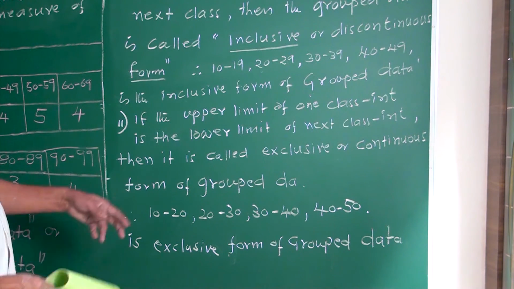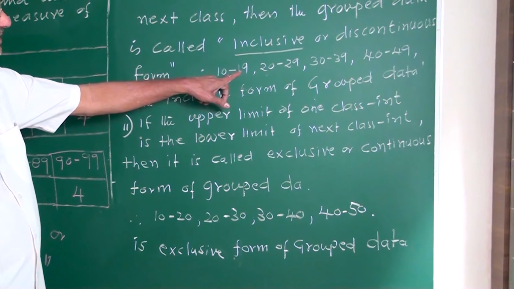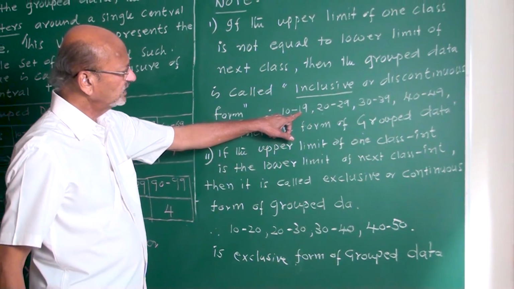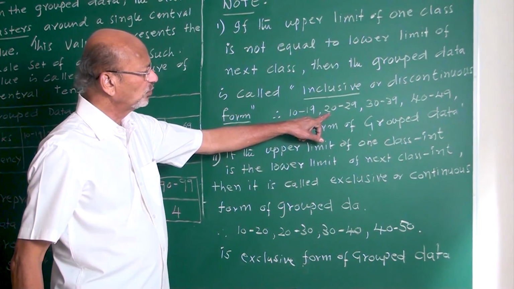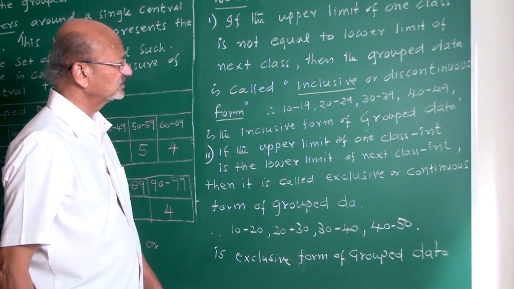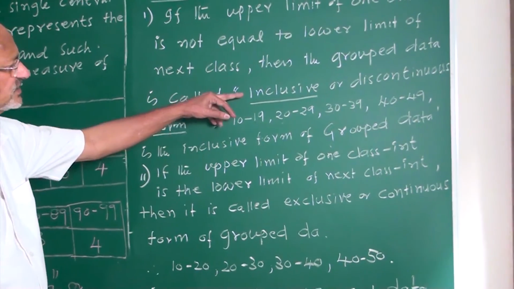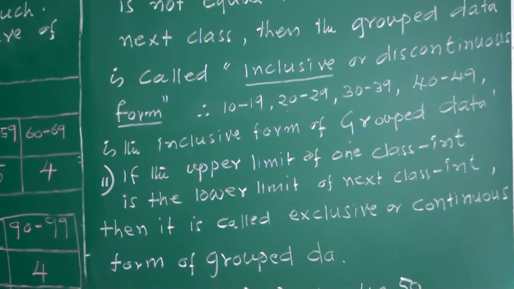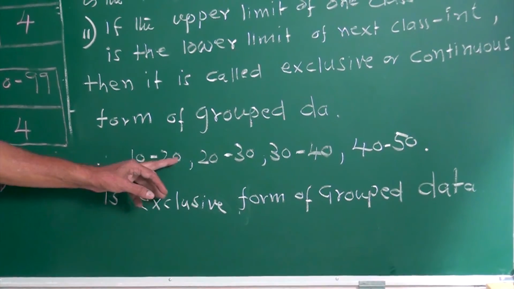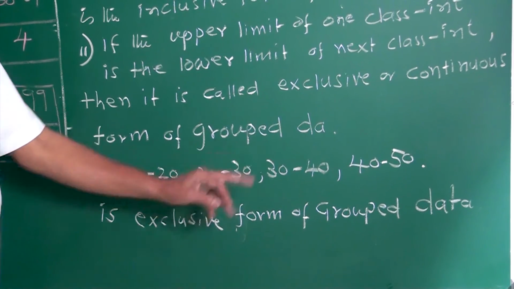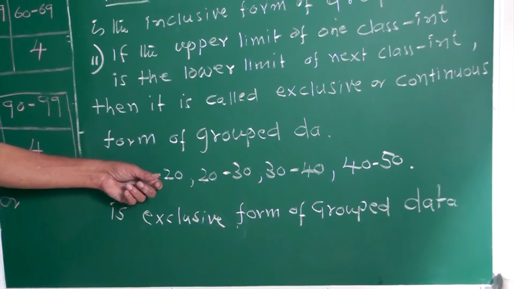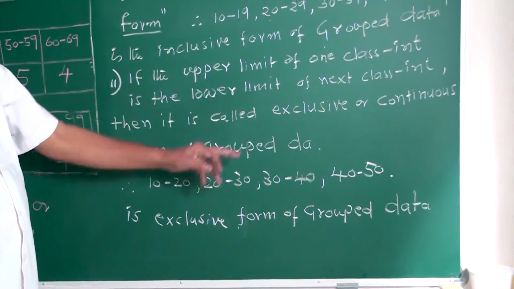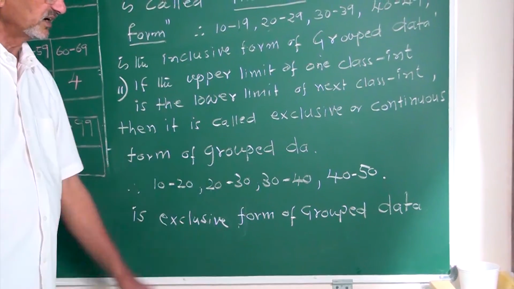So, a case where the upper limit of one class interval is not the same as the lower limit of the immediate next class interval is known as inclusive or discontinuous form of grouped data, where you have both equal. Here the upper is the same as the lower. In this case, such grouped data is known as continuous form or exclusive form of grouped data.